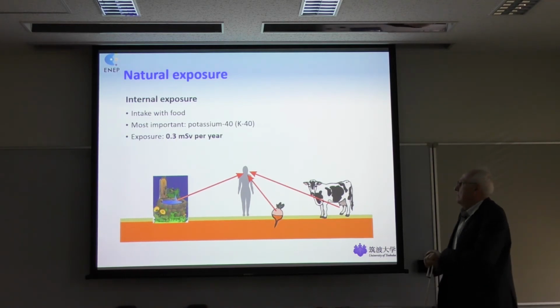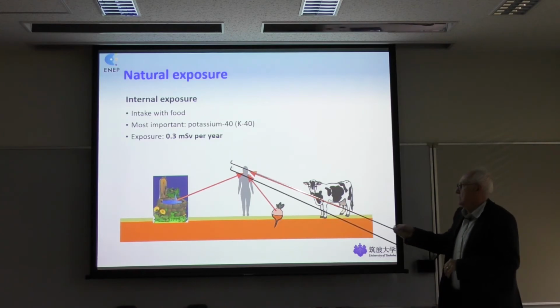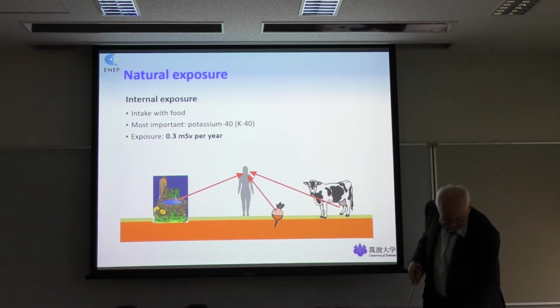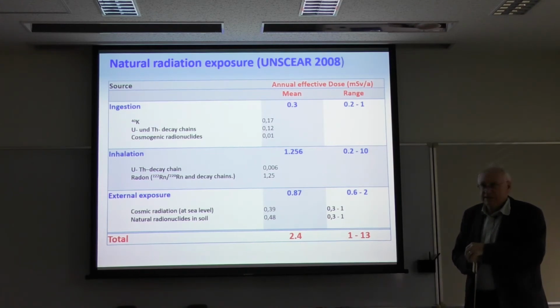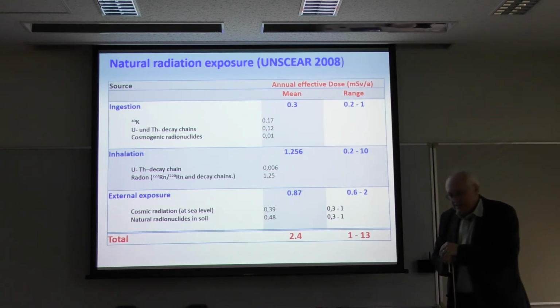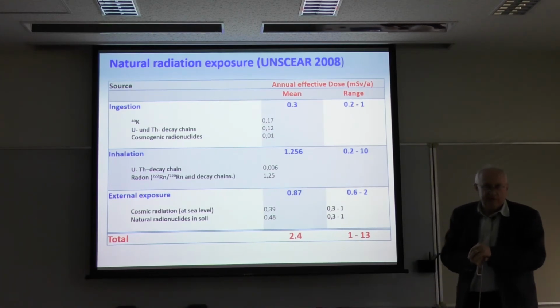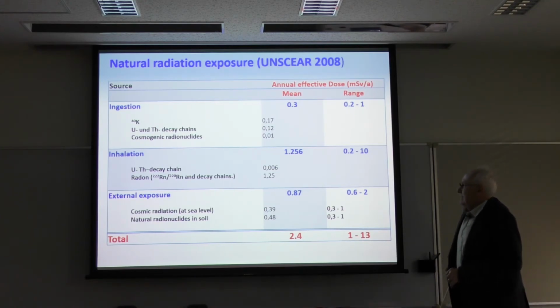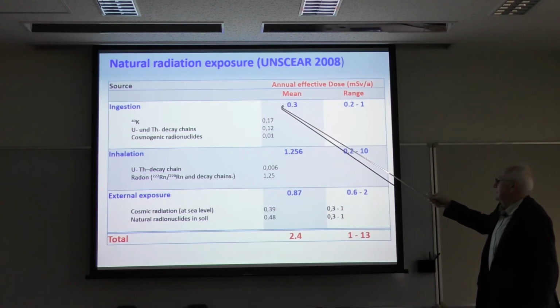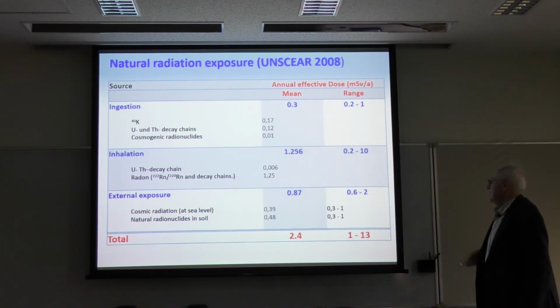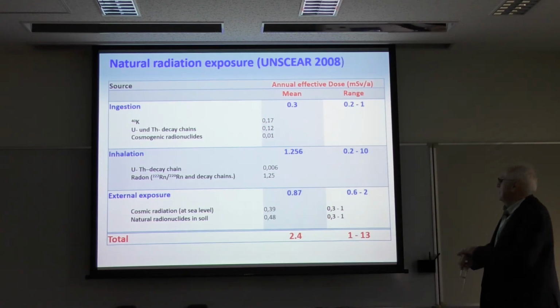So we have here the internal exposure with food. As we said, the internal exposure is 0.3 millisievert per year. And if we look at all sources together, this is a compilation of UNSCEAR 2008. UNSCEAR means United Nations Scientific Committee on the Effects of Atomic Radiation. So we have here ingestion, inhalation, external exposure. This is a global mean, and the range. It's not the full range, but a typical range.